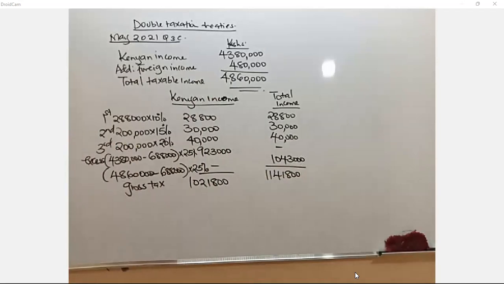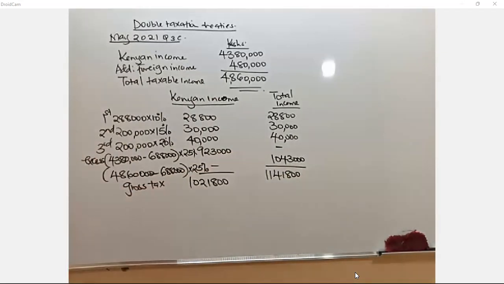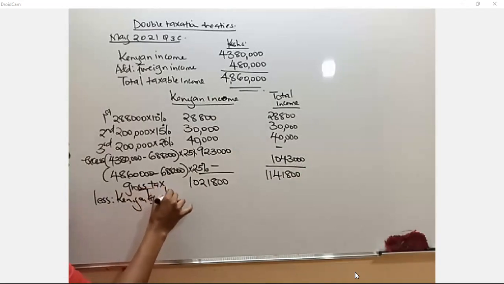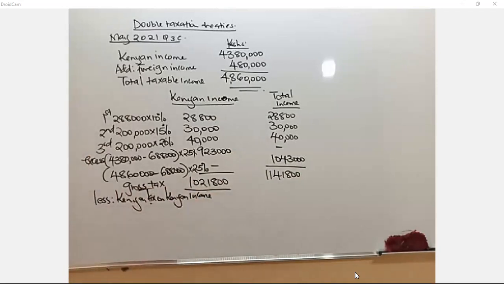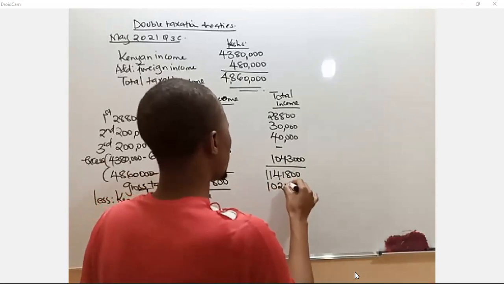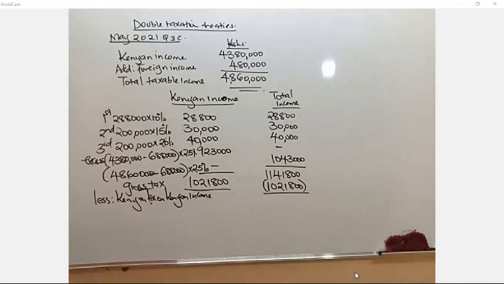1141,800. Once you get that, because already you know, this figure is already inclusive here, and you just want to determine the Kenyan tax on the foreign income. So what I'm supposed to be doing is we less Kenyan tax on Kenyan income. How much will it be? So we just take a deduction of 1021,800. And then what you're going to be getting is Kenyan tax on foreign income.